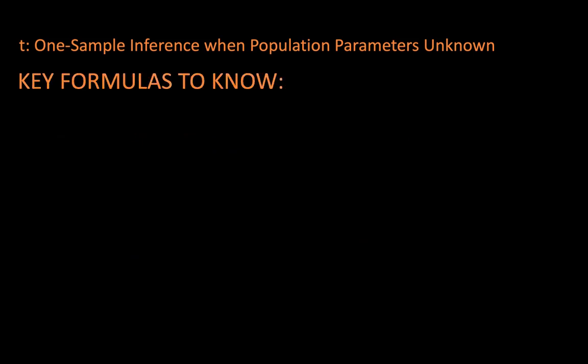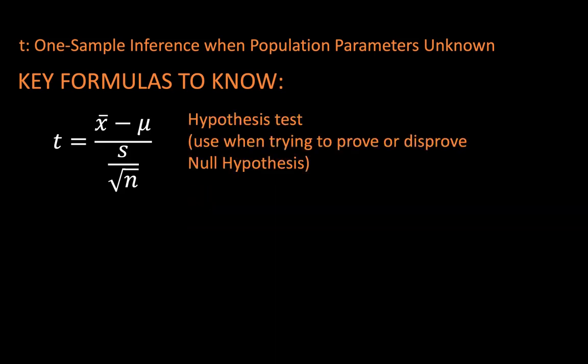Key formulas to know. So basically, T is equal to the sample mean minus the population mean over the standard error. The standard deviation of the sample over the square root of the sample size is known as the standard error. We use the t-score for the hypothesis test. We use it when we're trying to prove or disprove the null hypothesis, or alternatively, when we are trying to prove or disprove the alternative hypothesis.